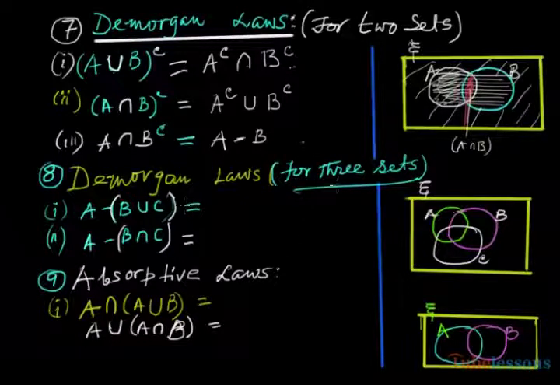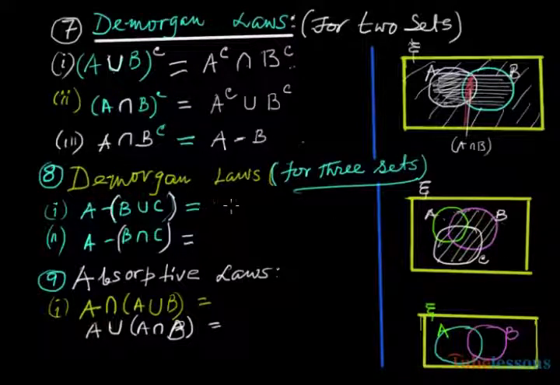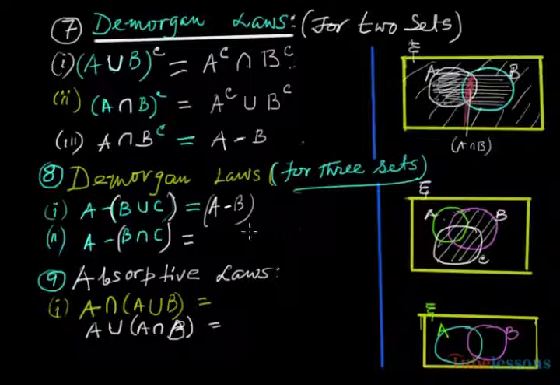Now De Morgan's law for three sets A, B and C. A minus B union C. So B union C, if I mark B union C, this one, and A minus B union C. So from A, if we subtract this portion, so we get A minus B intersection A minus C.